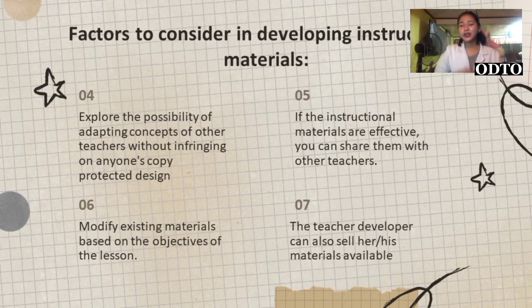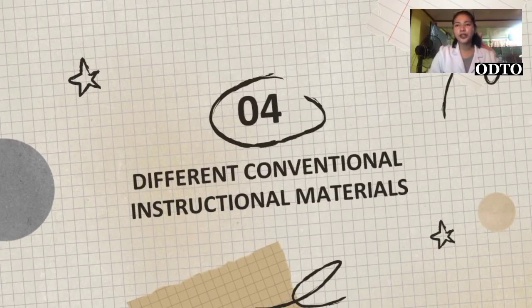Number 5, if the instructional materials are effective, you can share them with other teachers. Number 6, modify existing materials based on the objectives of the lesson. Number 7, the teacher developer can also sell his or her materials. So moving forward to the different conventional instructional materials.